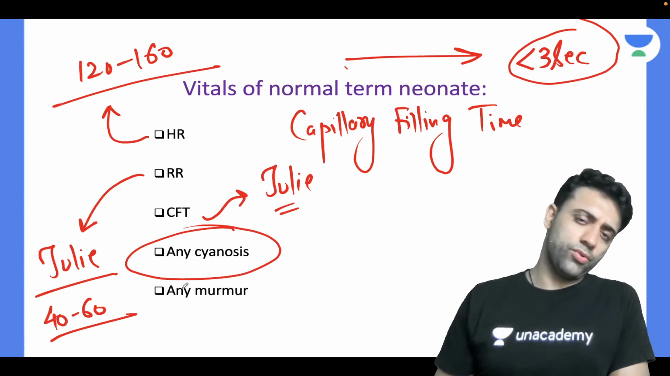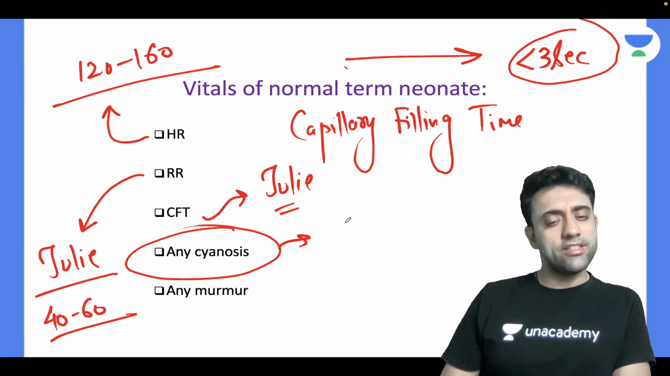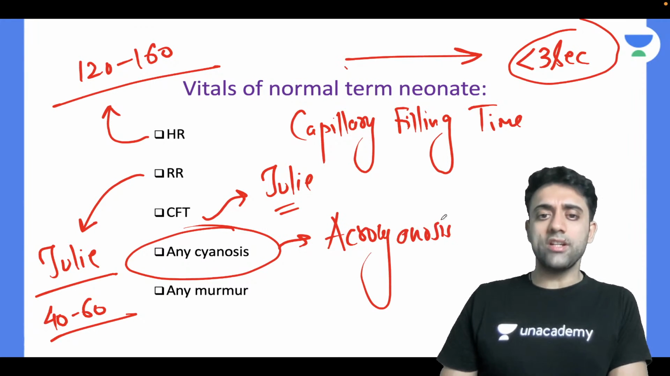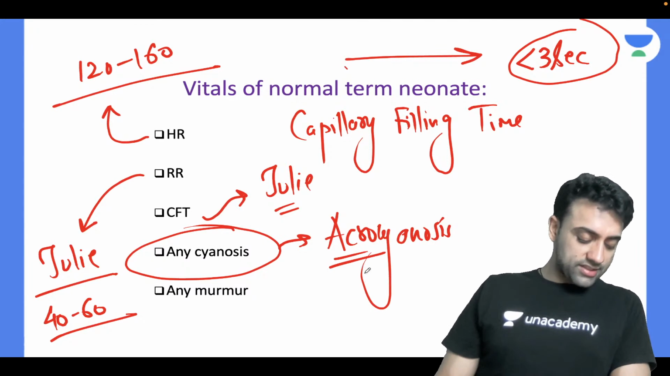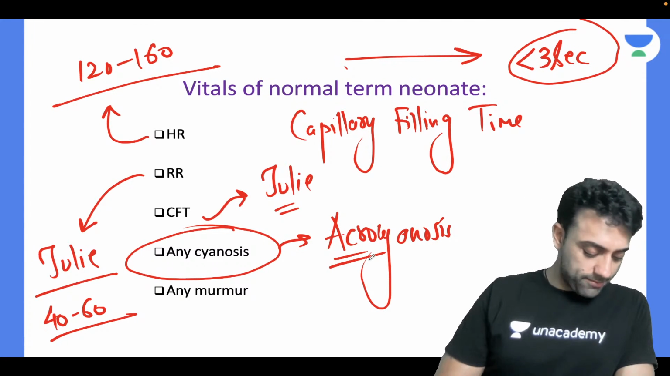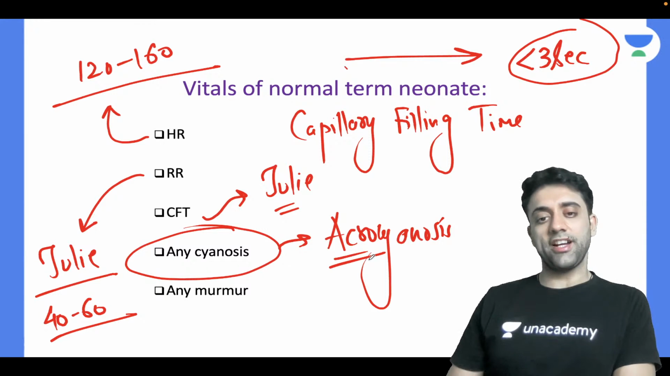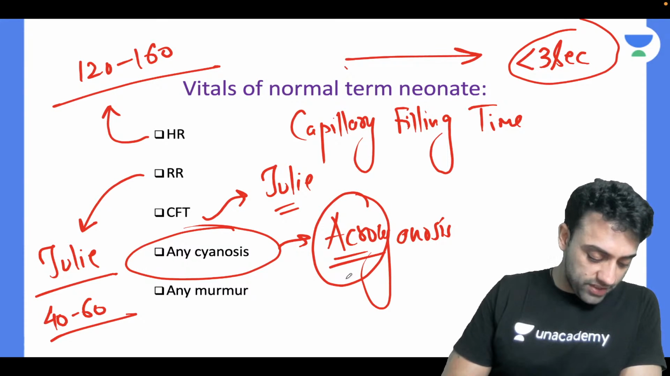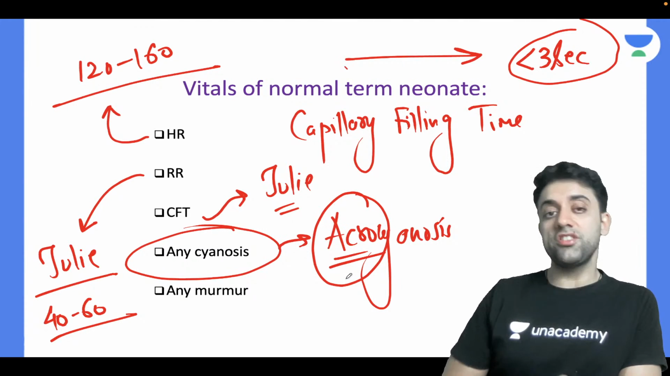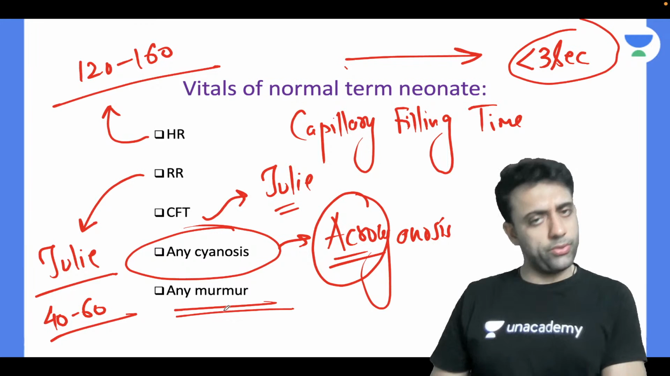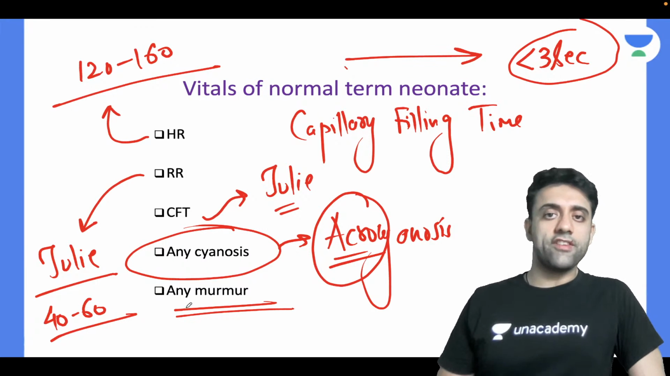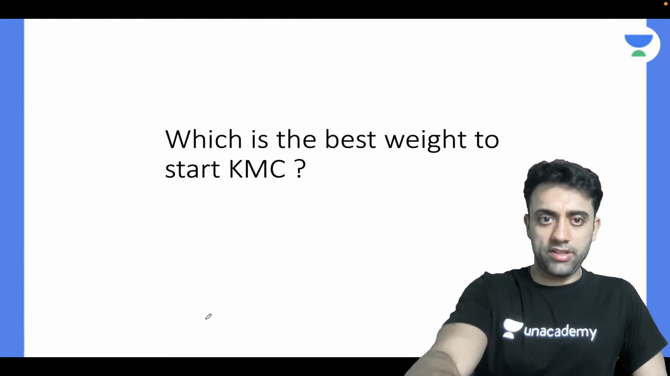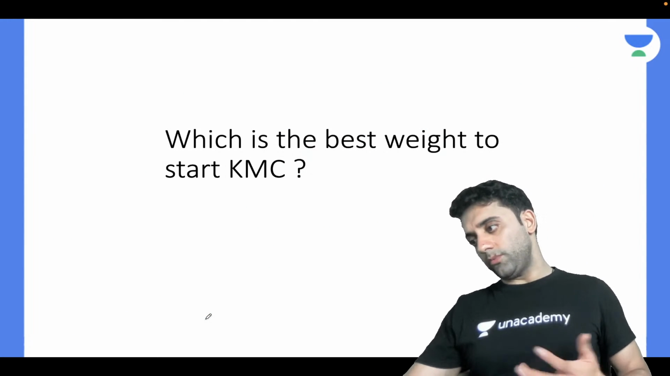Okay, do you see cyanosis in a newborn? Yes. Which cyanosis? Acrocyanosis. What's the meaning of acrocyanosis? What is the meaning of acro? Who will tell me? Exactly, Chakravarti is right. Acro means periphery, and cyanosis means bluish discoloration. And do you see any murmur in a newborn? Yes, soft ejection systolic murmur you will see in the newborn. That's a normal phenomenon.